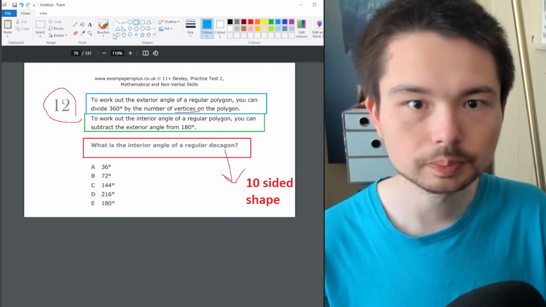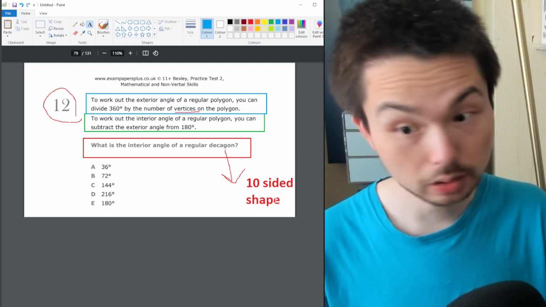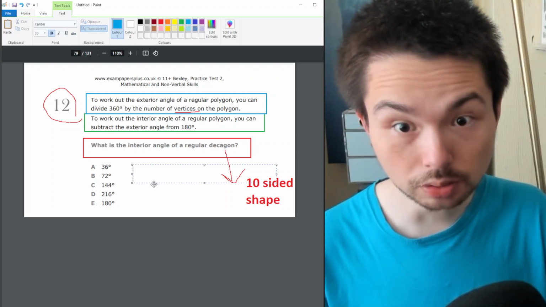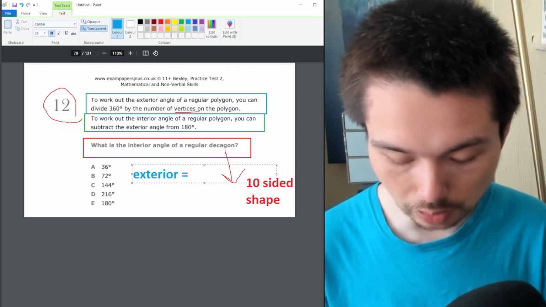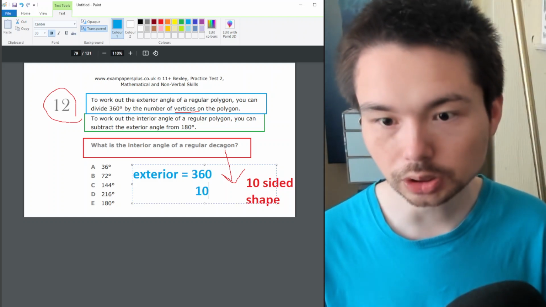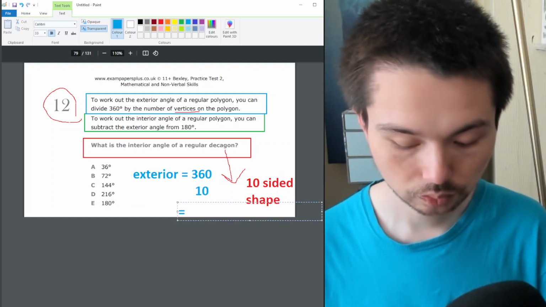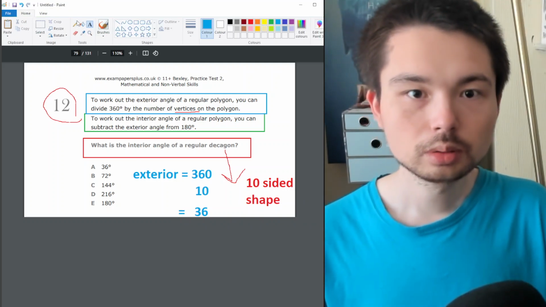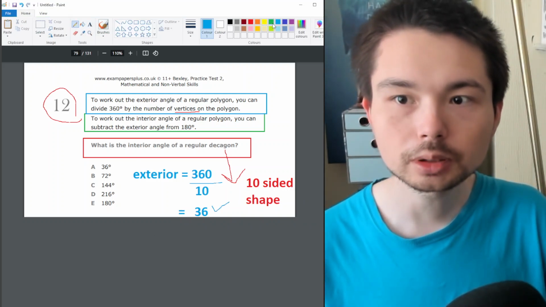Top bit, blue. What are they telling us? To work out the exterior, you divide 360 by number of vertices. That's the same as number of sides, so let's do that. Exterior, even if you've never seen this before, it's about reading something and then applying it. 360 divided by number of sides, which is 10. So we know that is 36. Okay, now we can apply this green box.